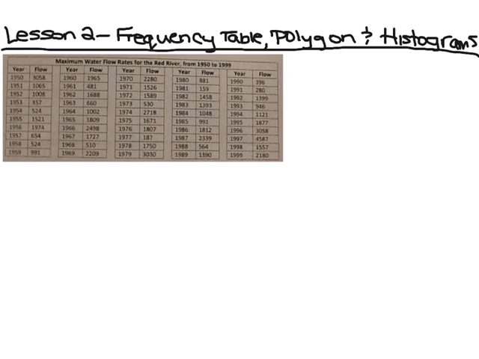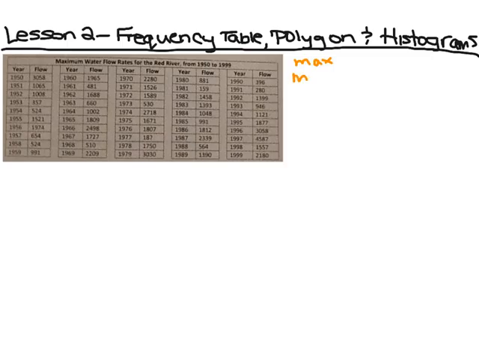Lesson 2, frequency table, polygons, and histograms. So, a frequency table is kind of like a chart where you make a tally about how often things come up. So what we're going to do first is determine our maximum and our minimum.